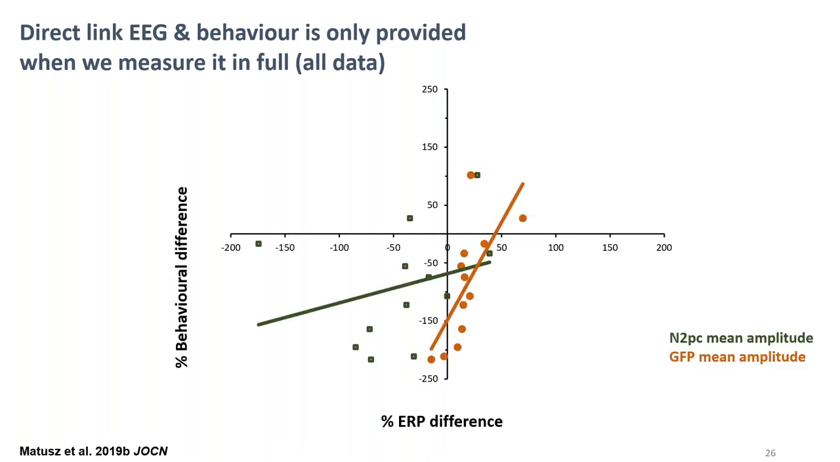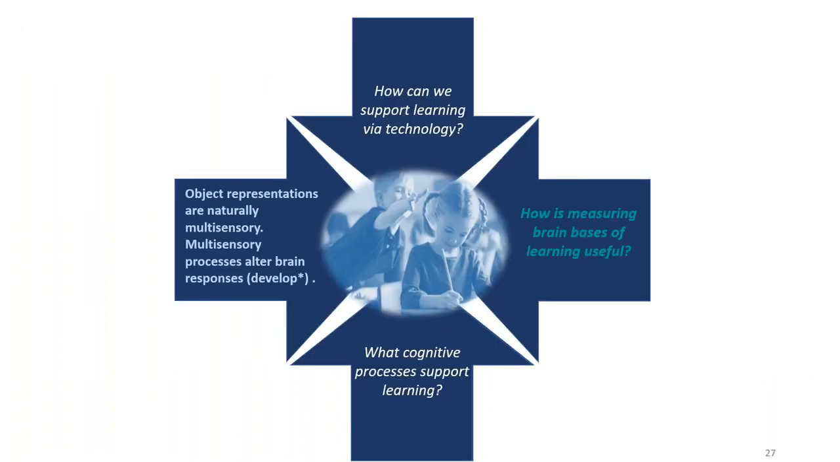the EEG and behavioral measures have a much better correspondence. For example, if we look at the correlation between the change in behavioral measures between two attentional conditions and N2PC mean amplitude, a traditional measure of attention, there's no correlation. However, when we measure GFP across the N2PC time window, there's a very high correlation. So to summarize this part, EEG does offer us complementary insights into cognitive processes and their dynamics, and this is likely useful also for different populations, including different age populations.